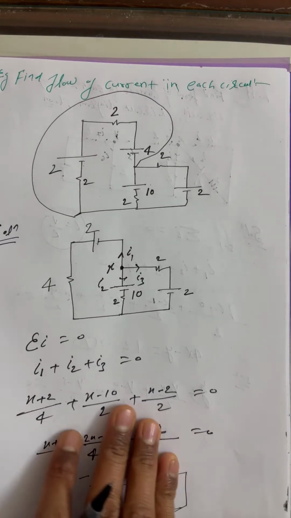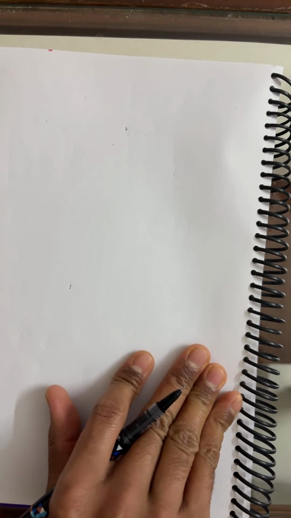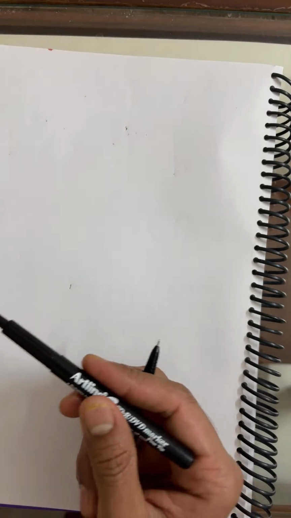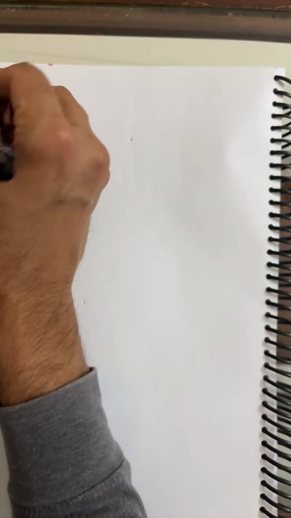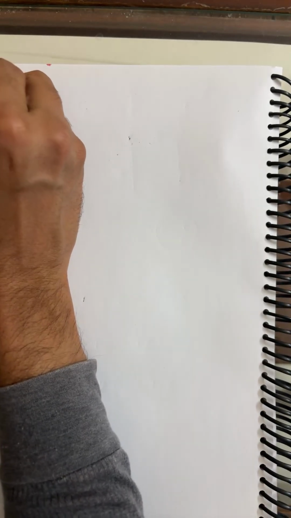Okay, fine. After this, have a look at the next question. What's the question? The question remains the same: find the flow of current in the circuit.